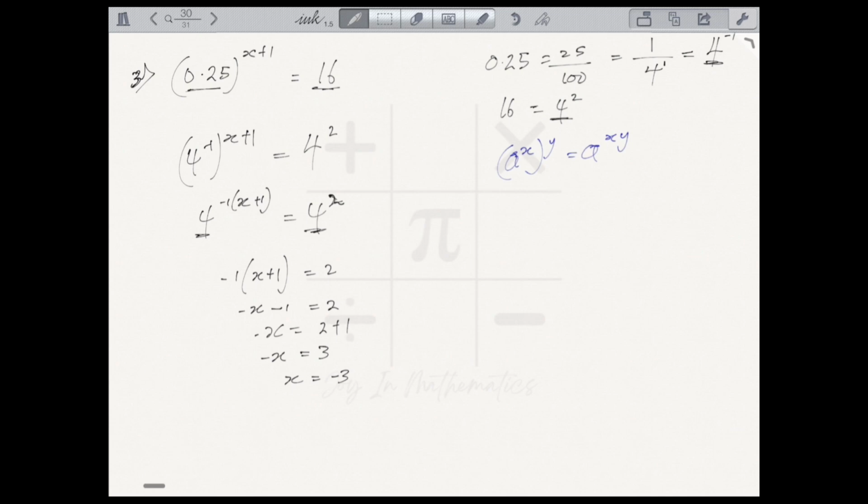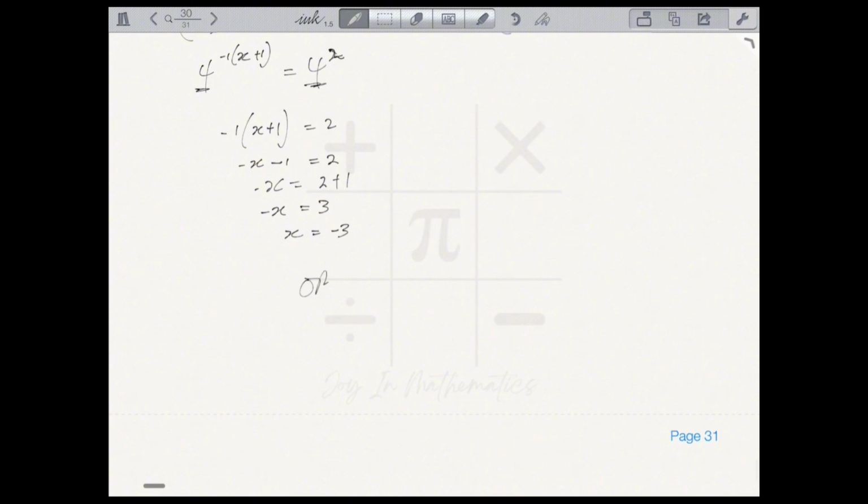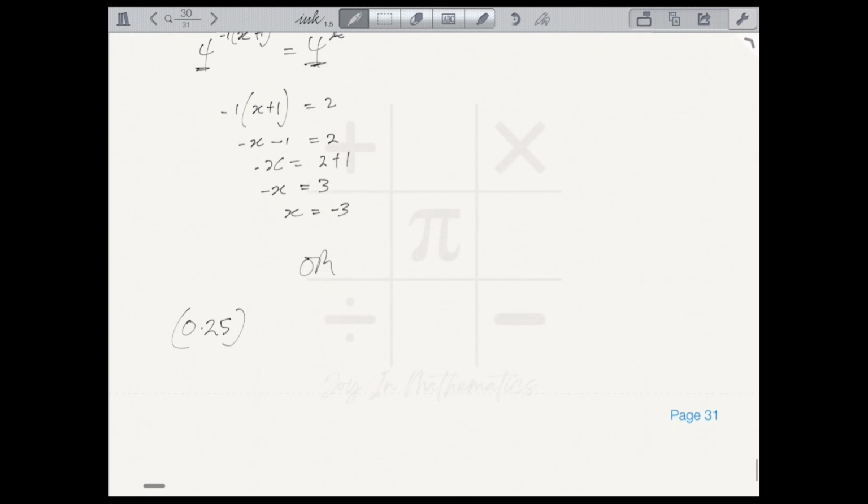Now, what if I don't want to use the base of 4? Because moreover, I know that 4 is equal to 2 raised to the power of 2. Yes, we will arrive at the same answer, definitely. So let's try again. I have 0.25 raised to the power of x plus 1, and I have it equal to what? 16.